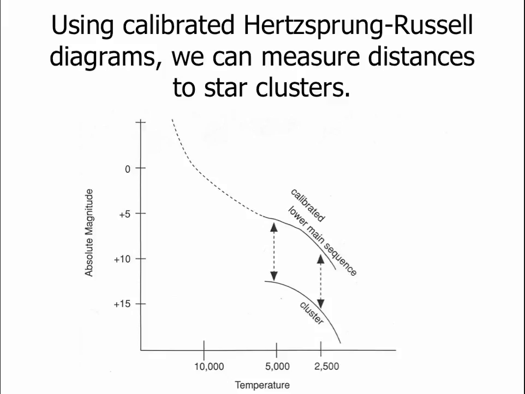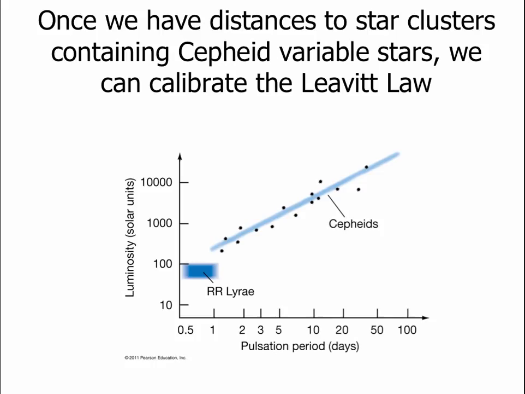So if we know where the main sequence should be from the calibrated Hertzsprung-Russell diagram, in other words, we know the absolute magnitudes of stars, and we measure the apparent magnitudes of a cluster, the difference between that main sequence is due to the distance to the star cluster. So by using this technique called main sequence fitting, we can determine the distances to star clusters that are too far away for us to do parallax.